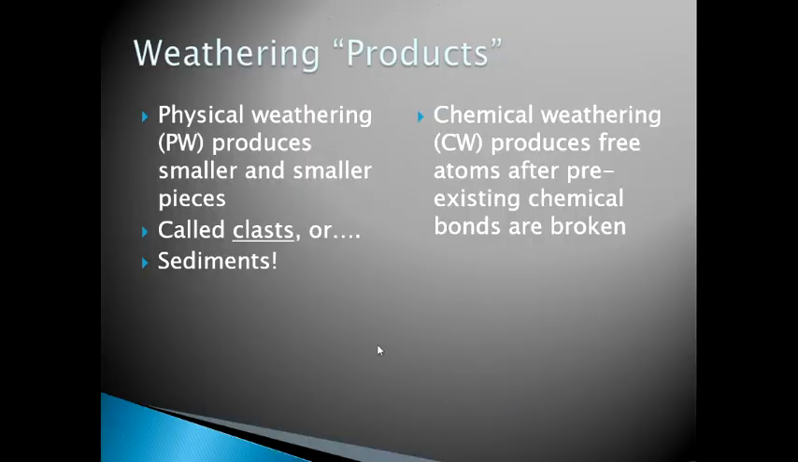So when we think about weathering, we think of it in terms of two different products. The physical weathering, or PW, produces what? Smaller and smaller pieces. We call them clasts or sediments. Chemical weathering, the other half of the weathering 1-2 punch, dissolves things. And so what it produces is free atoms after the existing chemical bonds are broken. Those are the products of weathering.